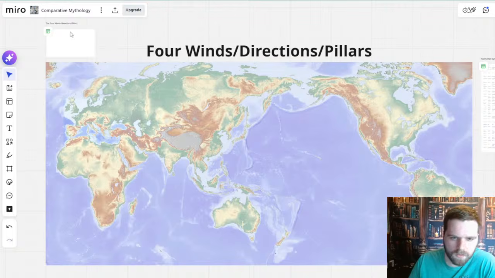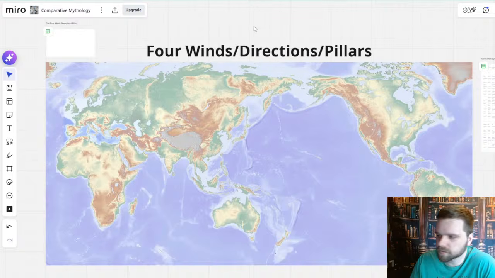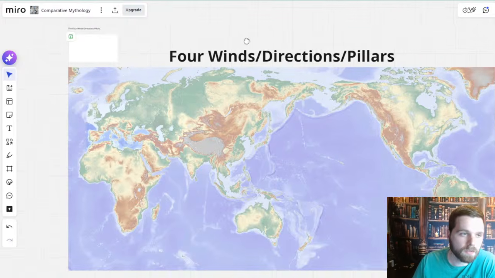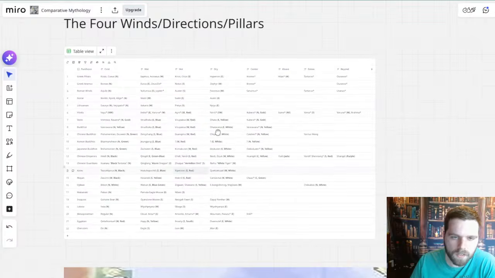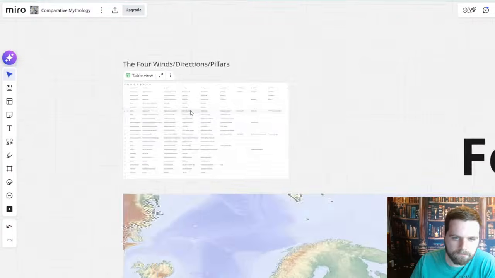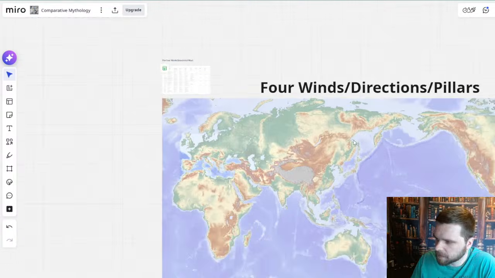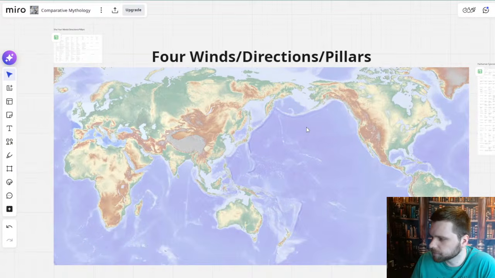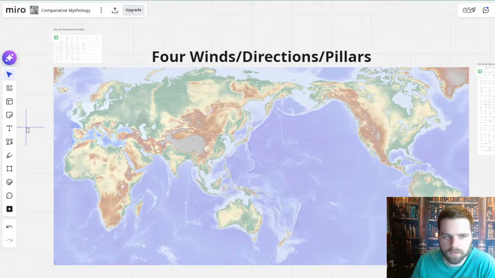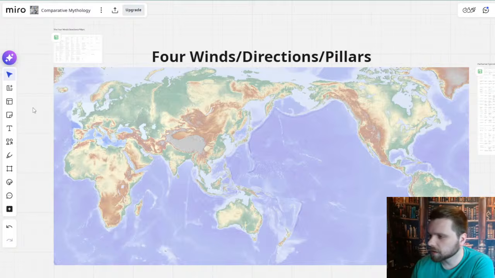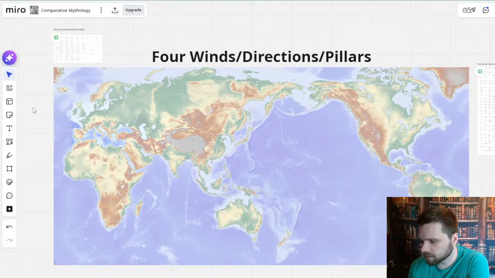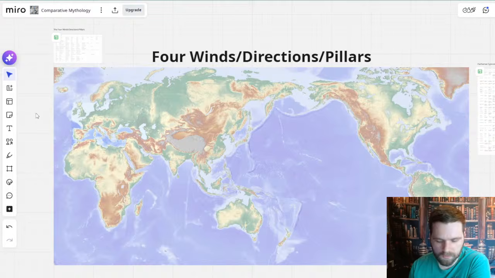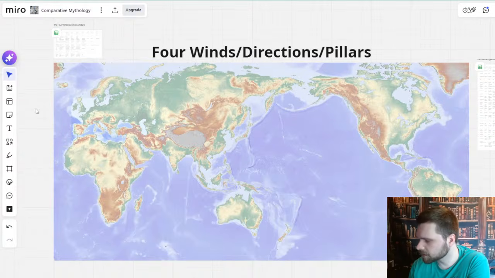Today I'd like to work on, as you can see, mapping out the four winds, or directions, or pillars. There's many names for them across the globe. I have a table here that I prepared to take these names, put them on the map, show you how I do this stuff. I'm preparing for a video on them. So I'm also available to take any questions about any of my other videos or anything mythology or comparative. I'm just available here while I research for a couple of hours to hang out, basically.